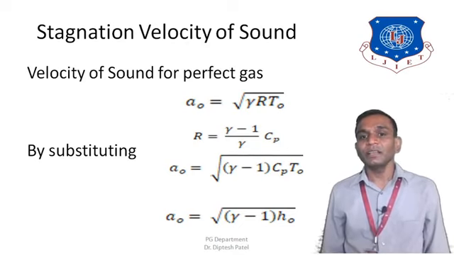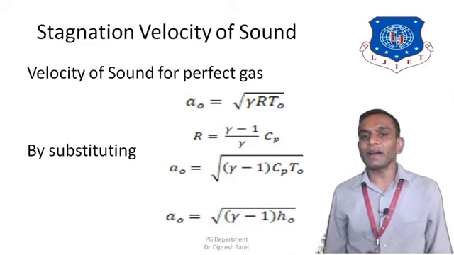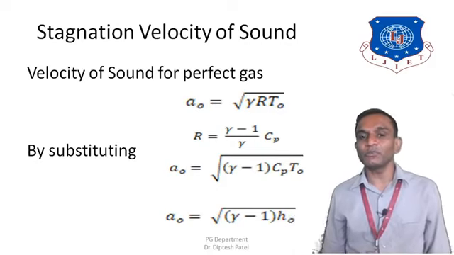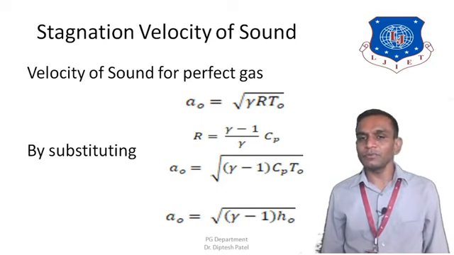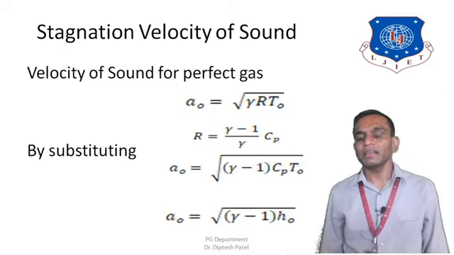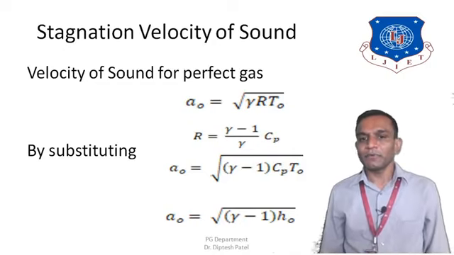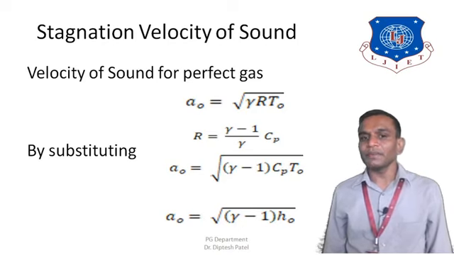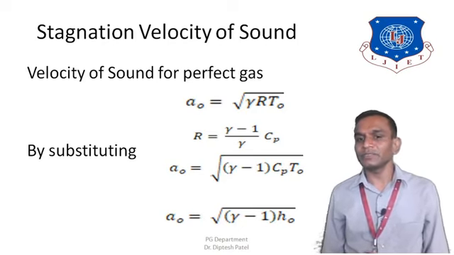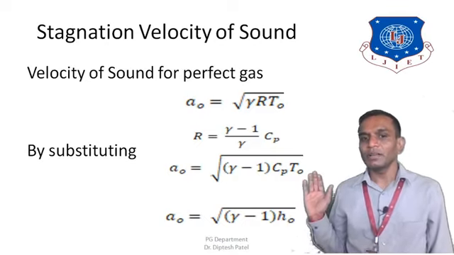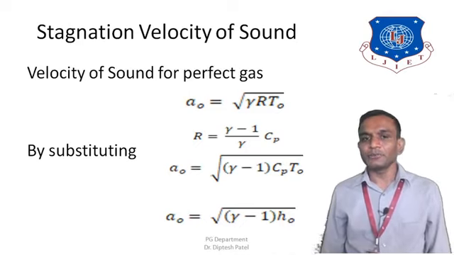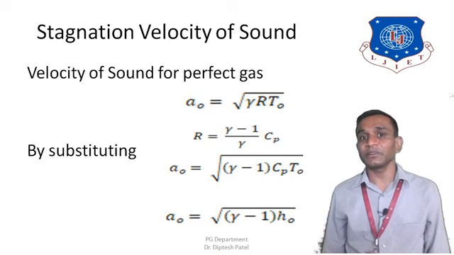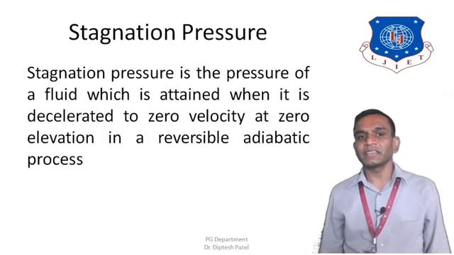So now let's put the value of R in the above equation. By substituting the value of R, we can find that A0 is equal to under root of (gamma minus 1) into Cp into T0, since the gamma would be divided out. Therefore A0 is equal to under root of (gamma minus 1) into H0, since we know that the stagnation enthalpy H0 is equal to Cp T0. So A0 is equal to under root of (gamma minus 1) into H0, and that is the stagnation velocity of sound.